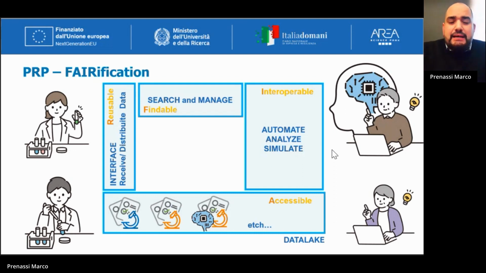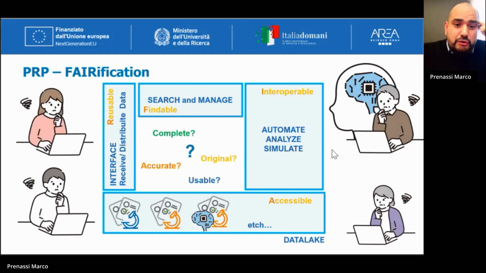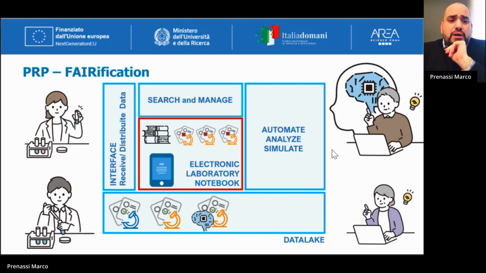You see, this is a donut for an engineer because it's square, but it has a big hole in the middle because FAIR is a good thing for data, but it's not all. So we need to make the data complete, original, accurate, and usable most of the time. So the researcher must put in every piece of data that we can. So how do we do that?